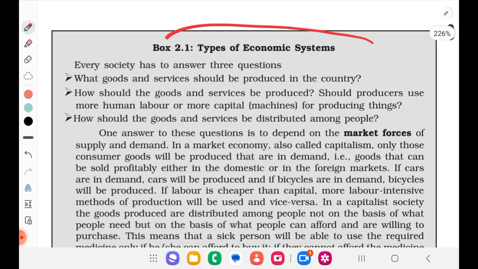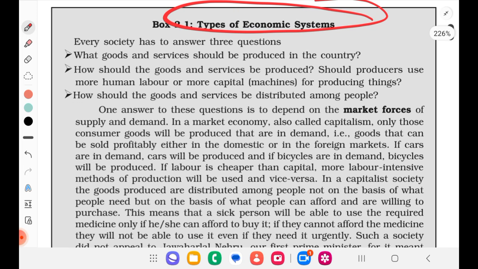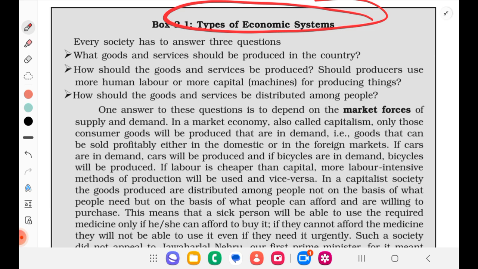Types of economic systems. Every society has to answer 3 questions. What goods and services should we produce in the country? How should the goods and services be produced? Should producers use more human labor or more capital for producing things? How should the goods and services be distributed among people?